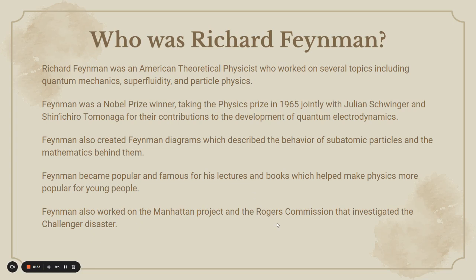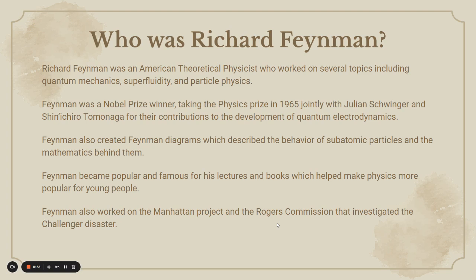So let's talk a little bit about who Richard Feynman was. Richard Feynman was an American theoretical physicist, and he worked on several topics, including quantum mechanics, superfluidity, and particle physics. He was a Nobel Prize winner, taking the prize in 1965 jointly with Julian Schwinger and Shinichiro Tomonaga for their contributions to the development of quantum electrodynamics.